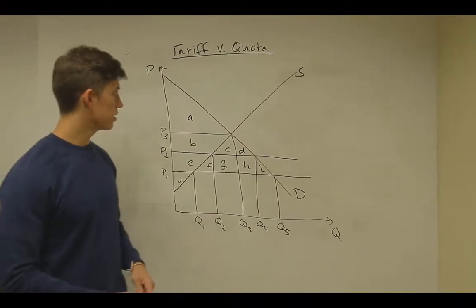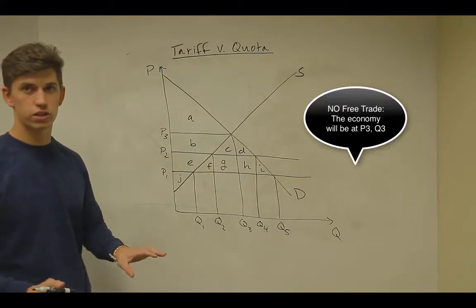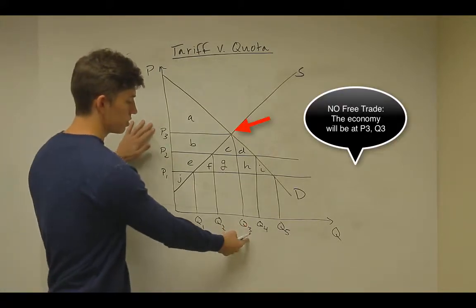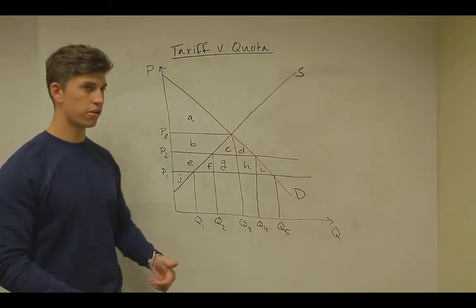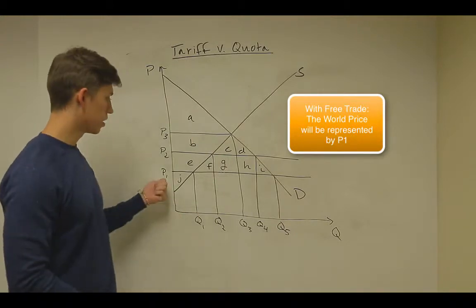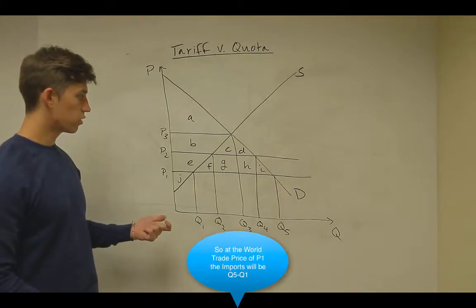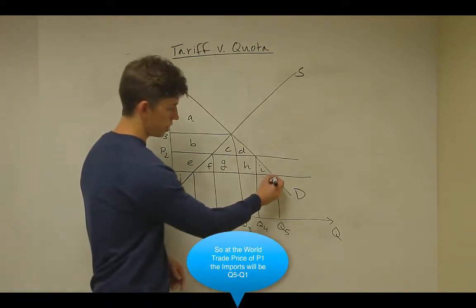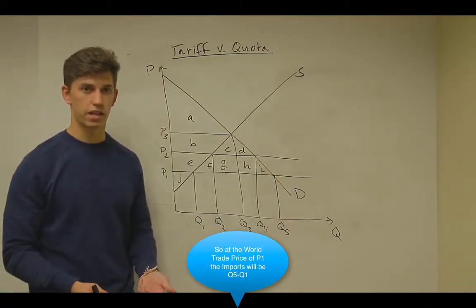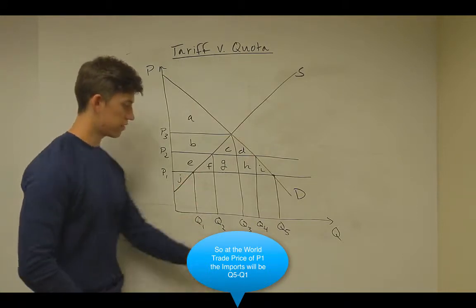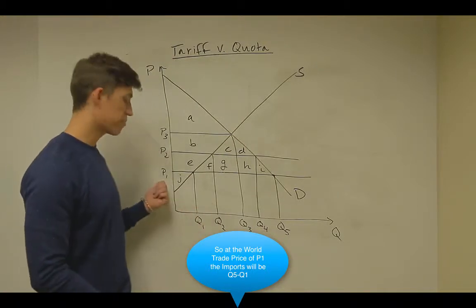Okay, so let's say that this country here is engaged in, well, first of all, note that if they weren't engaged in free trade at all, they'd be at P3 and Q3. That's where their domestic supply equals their domestic demand. But let's say that they are engaged in free trade and that the world price is P1. So at P1, the imports are going to be the quantity demanded at that, which is right here at Q5, minus the quantity supplied there, how much domestic suppliers are willing to supply at that price, which is Q1. So we have Q5 minus Q1 is the amount imported if this country is engaged in free trade at P1.